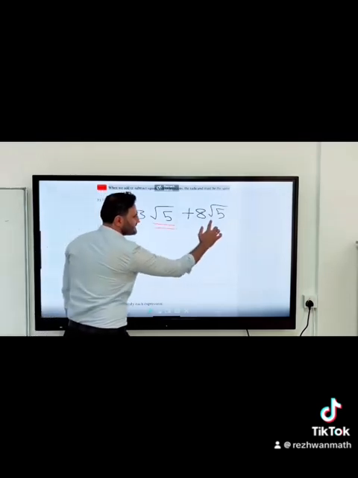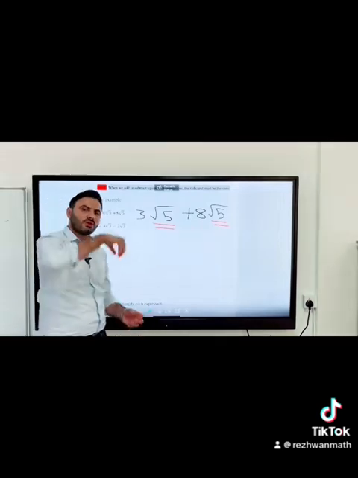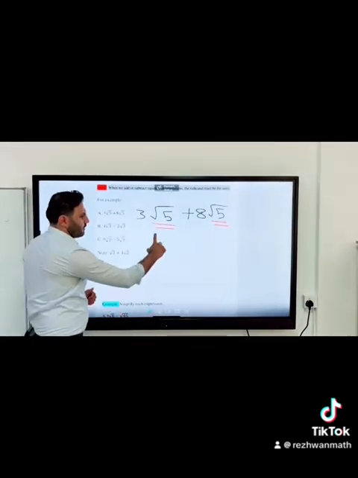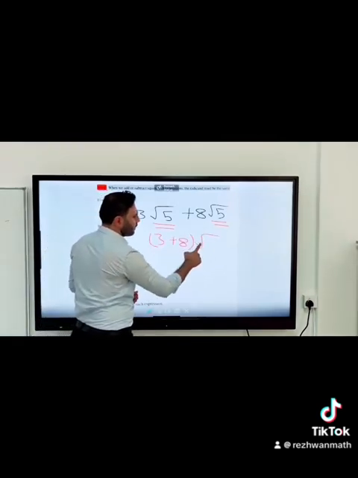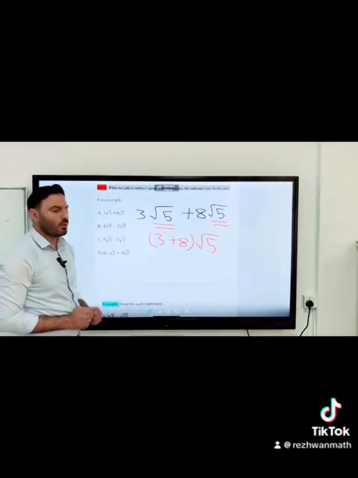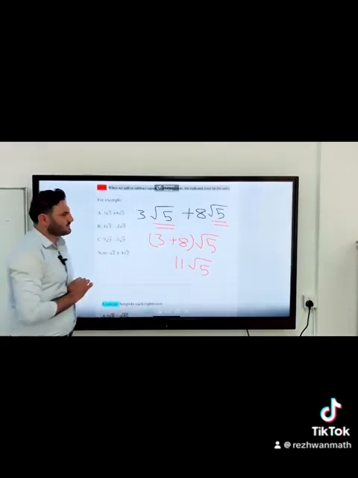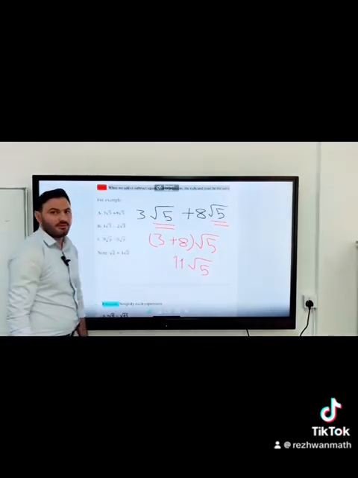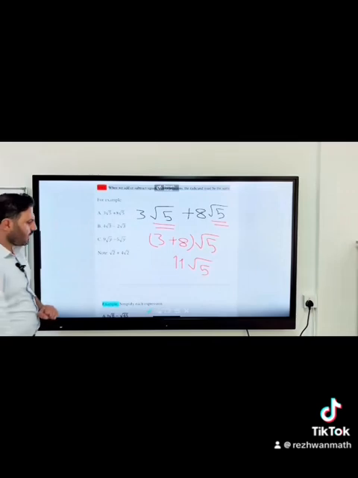Because we have the same radical, we can add and subtract the coefficient, or the number in front of the square root. So we have 3 plus 8 with square root 5. Keep the square root, and 3 plus 8, we get 11. So the answer is 11 square root 5.